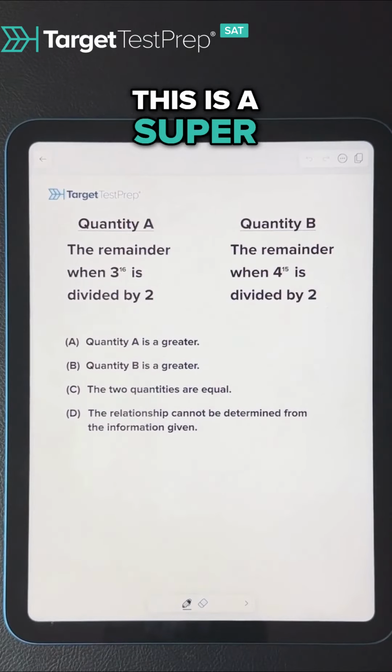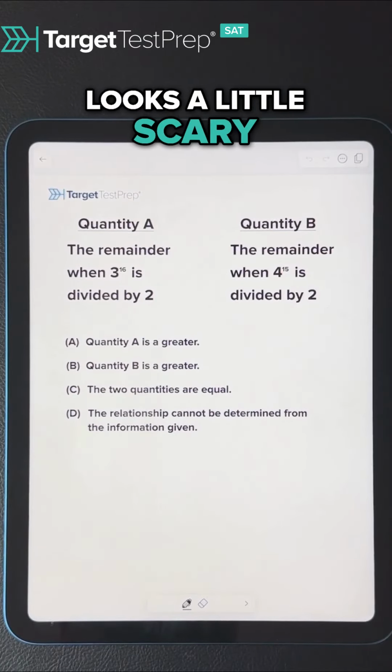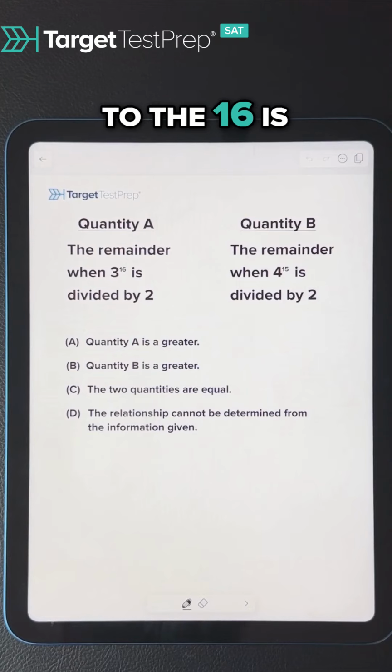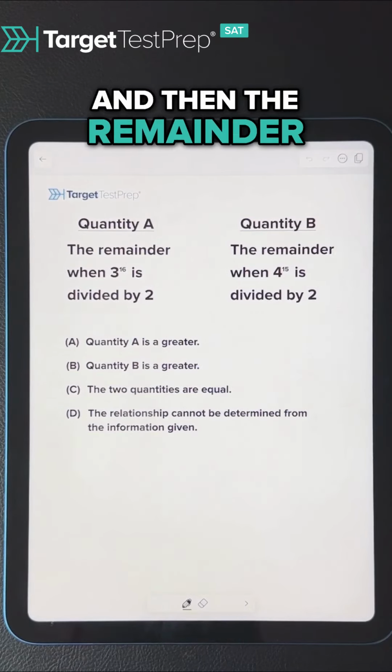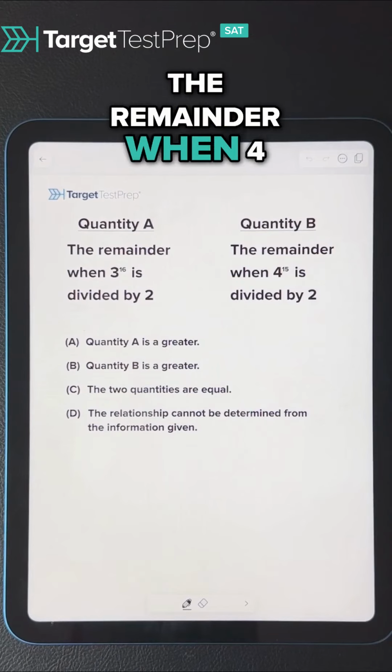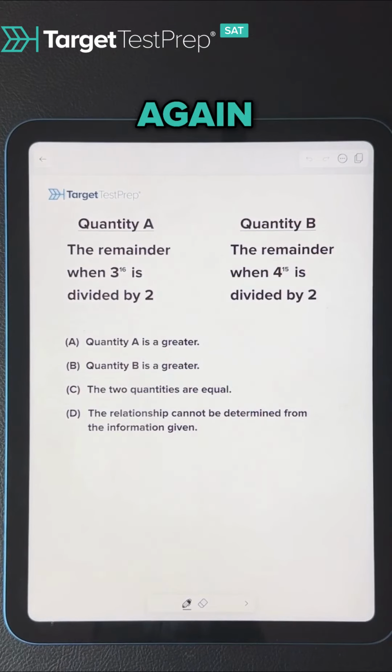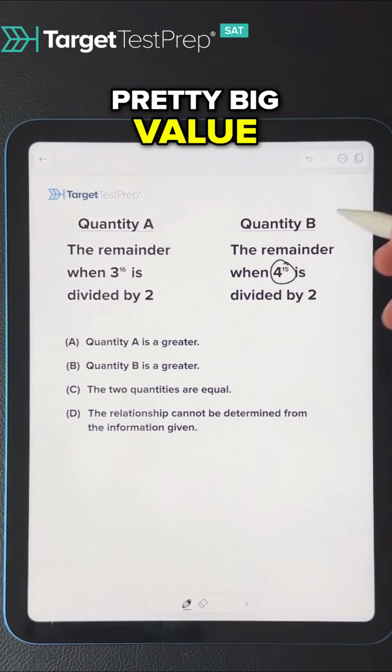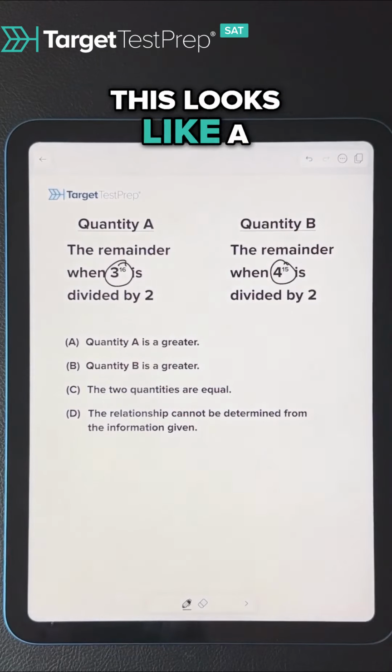All right, this is a super fun one here. Looks a little scary, right? The remainder when 3 to the 16 is divided by 2. 3 to the 16 seems like a big number, right? And then the remainder in quantity B, the remainder when 4 to the 15 is divided by 2. Again, this looks like a pretty big value.